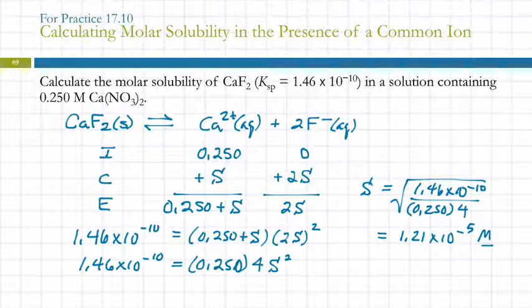How do we know if it's okay to use X is small? We'll take what S came out to be, and we're going to divide it by what we added it to, or subtracted it from. So I'll take that number, divide by 0.25, multiply by 100 to make a percentage: 0.0048%. Yeah, S is plenty small. So this is the solubility.